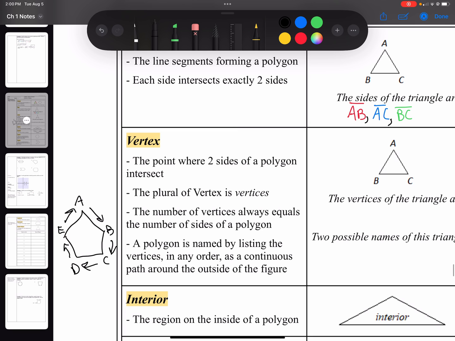What you can't do is hop around. You couldn't call it A, D, B, E, C. That's hopping around. As long as you go in one continuous path, you're good. Doesn't matter where you start or where you end. You could call it D, E, A, B, C.